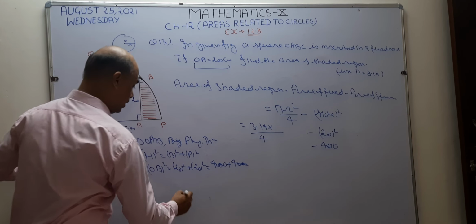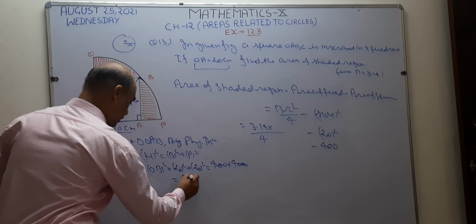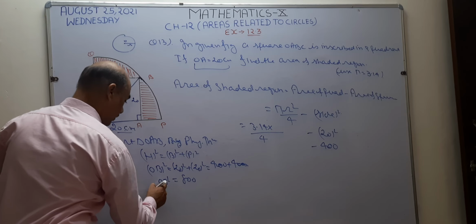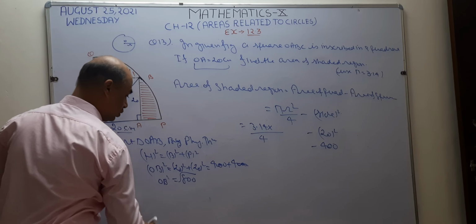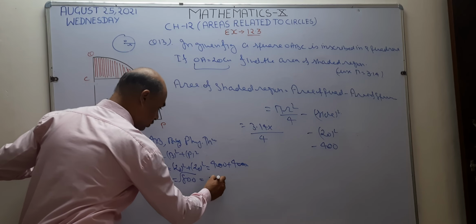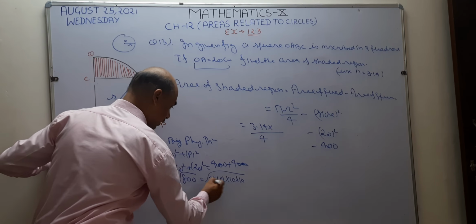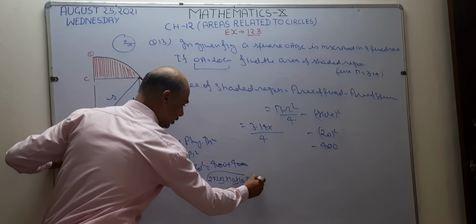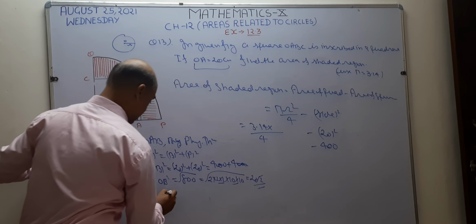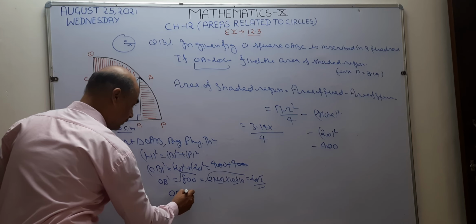400 plus 400 become 800. So I write here OB square. When you want to remove this square, this becomes square root. So this becomes 2 into 2 into 2, 8. 10 into 10. Now this square is completed, so this becomes 20 root 2. So this is the length of OB.